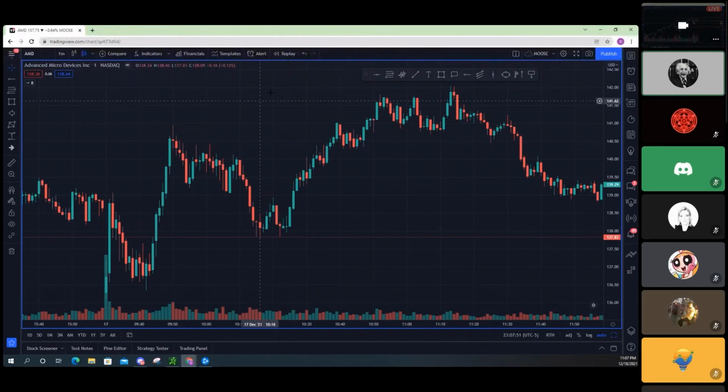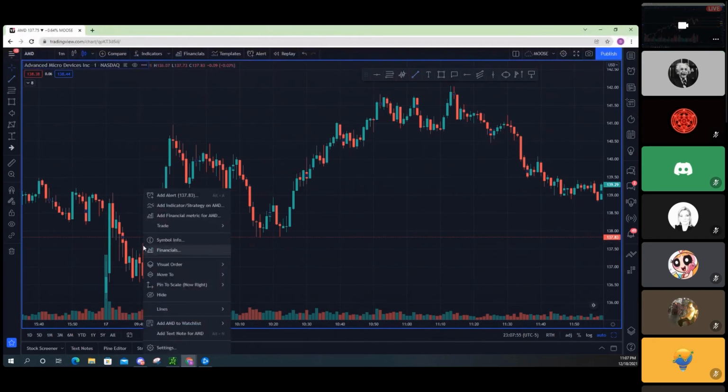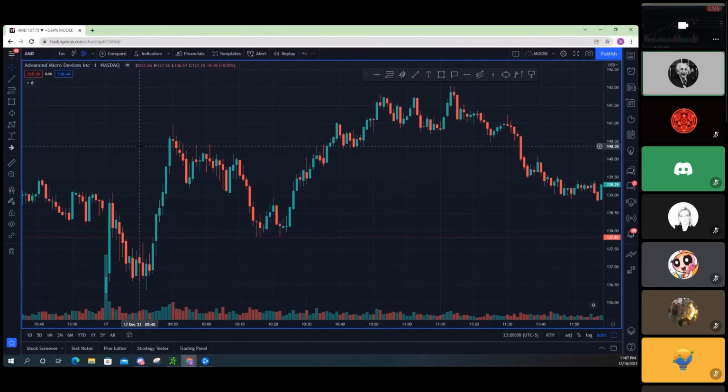If this level, just pretend, let me see, actually, can I correct candles here? No. Thinkorswim can correct candles.